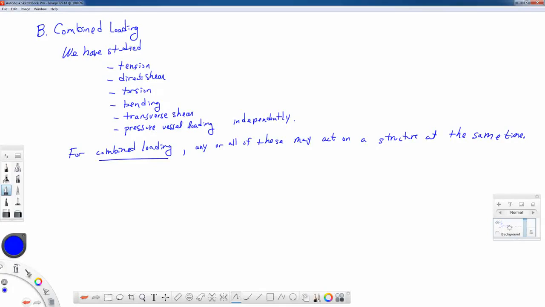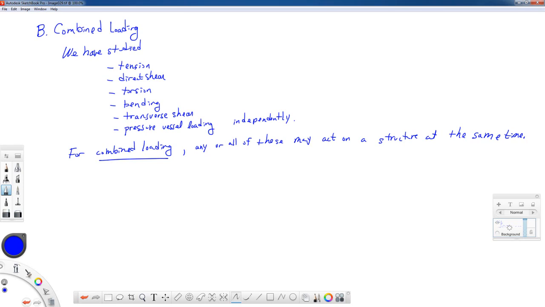Our topic for this lecture is combined loading. Throughout the semester we've studied various ways that we can load structures. We've talked about tension, direct shear, torsion, bending, transverse shear stresses in beams, and pressure vessel type loading, and we studied each of these things separately. For our subject of combined loading, any or all of these can act on a structure at the same time.